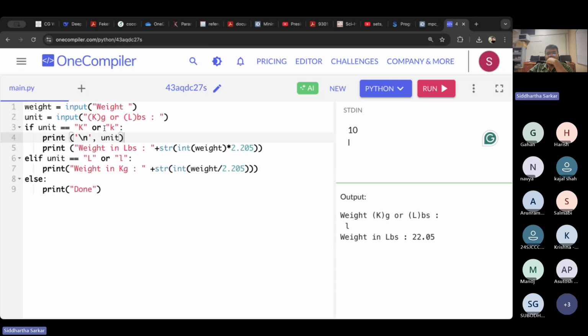Oh, you have not given the other thing. That is the problem. You should write if unit is equal to k or unit equals to k. Then it works. See, the problem is k is always evaluating to non-zero. That is the problem.